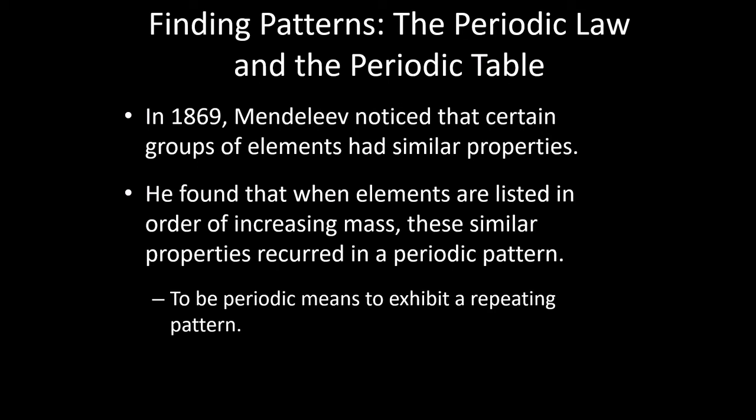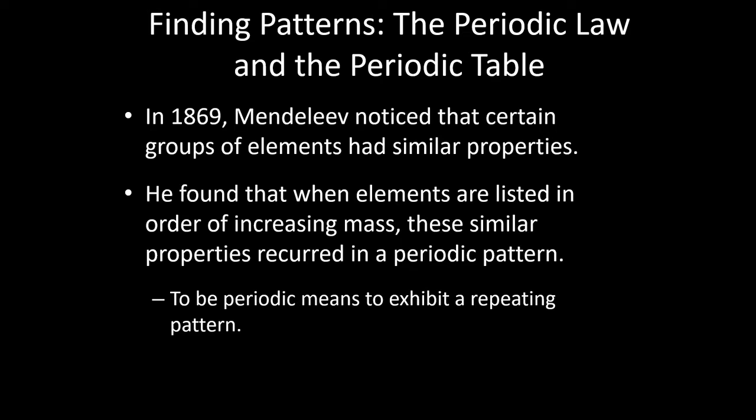Alright, now that we know how to write and analyze elemental symbols, let's talk about the periodic table for a little bit. So in 1869, a Russian scientist named Mendeleev noticed that certain groups of elements had similar properties. There were groups of elements that behaved similarly, and then there was another group that behaved similarly. They behaved differently from each other, but inside the group, all the elements behave the same way.